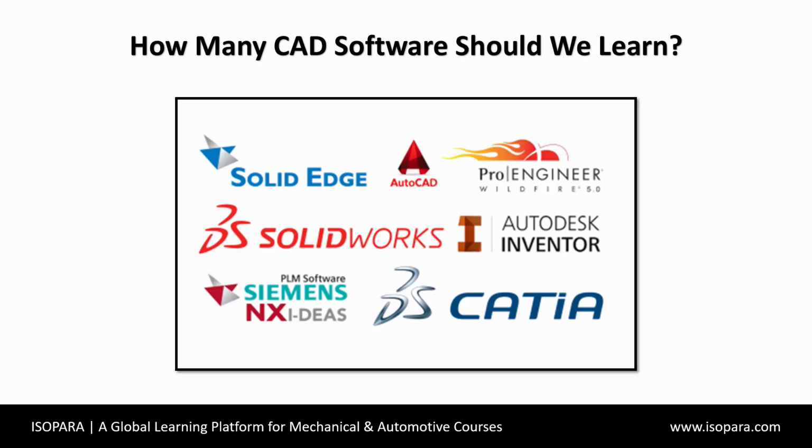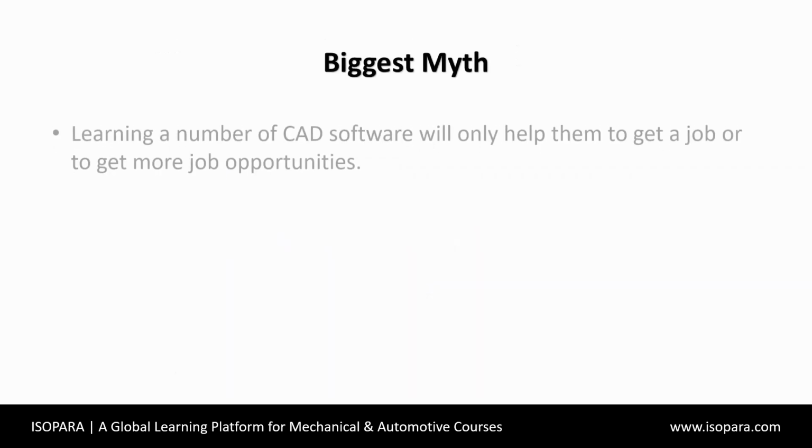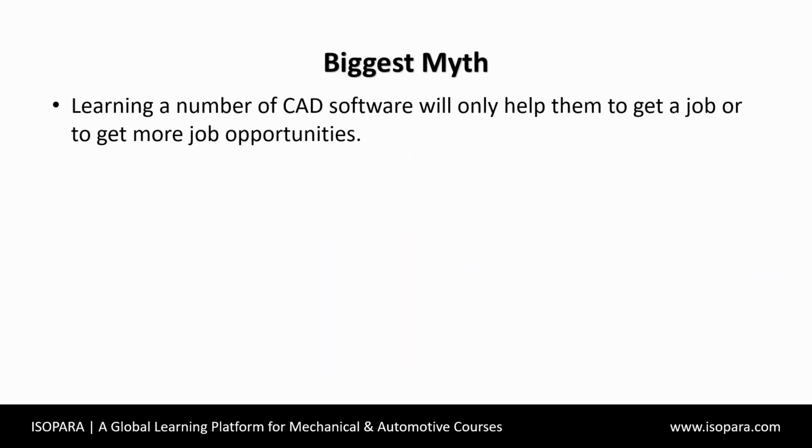We see the scenario that lots of mechanical candidates are getting passed out every year with the dream of becoming a design engineer in a reputed organization. And for that, they join a training center and start learning a number of CAD software with the hope that, by learning several software, they will get several job opportunities. But is this the right way to become a design engineer or get a job as a design engineer in a reputed organization? The answer is no.